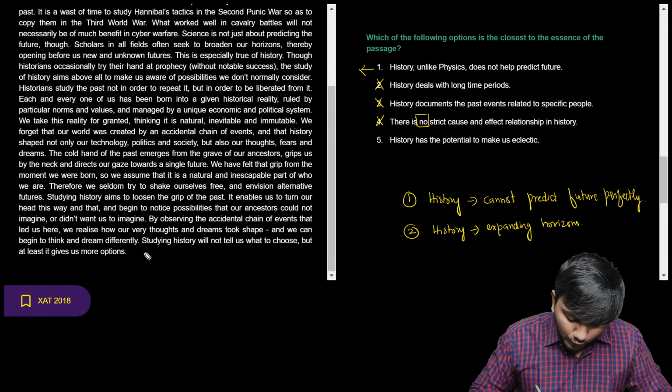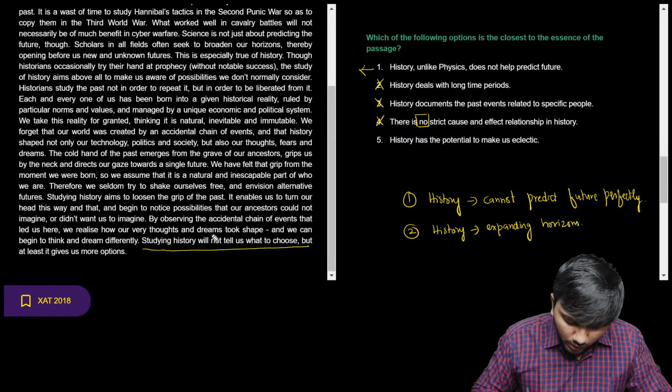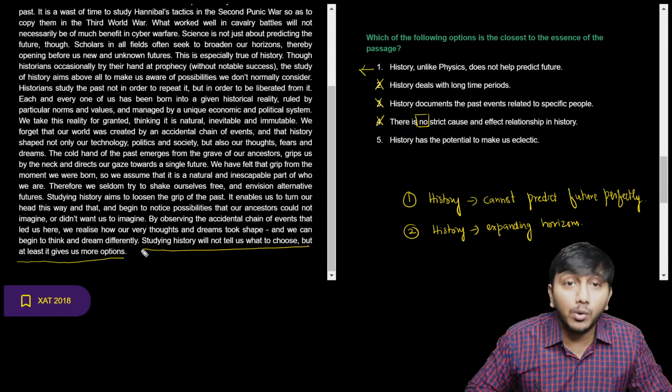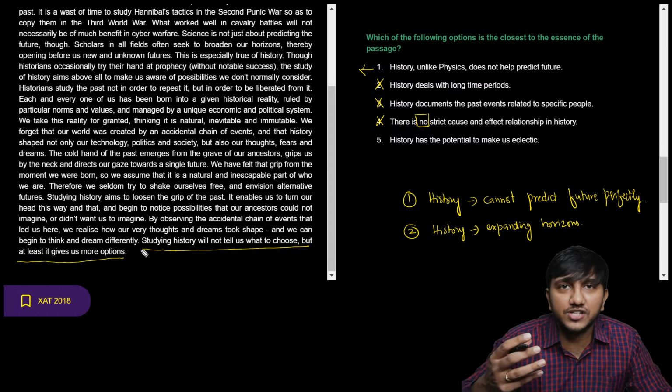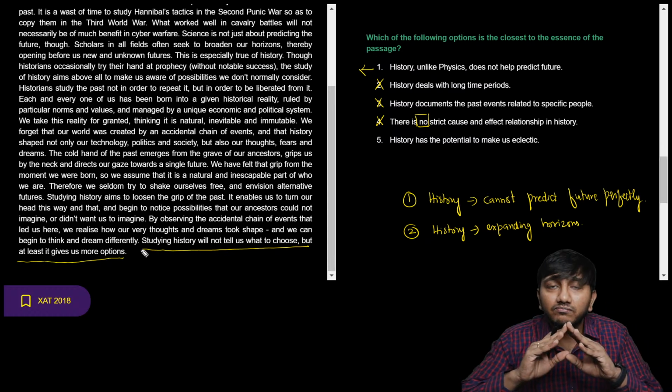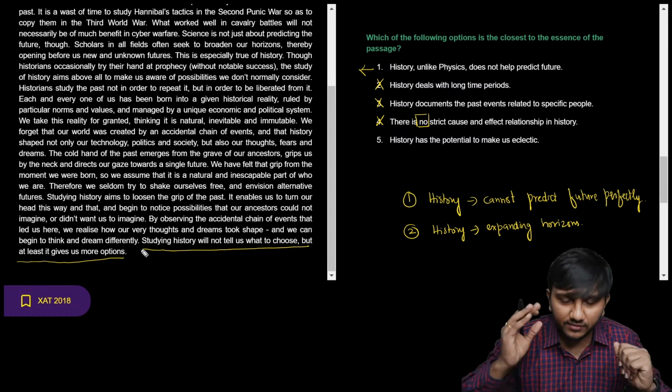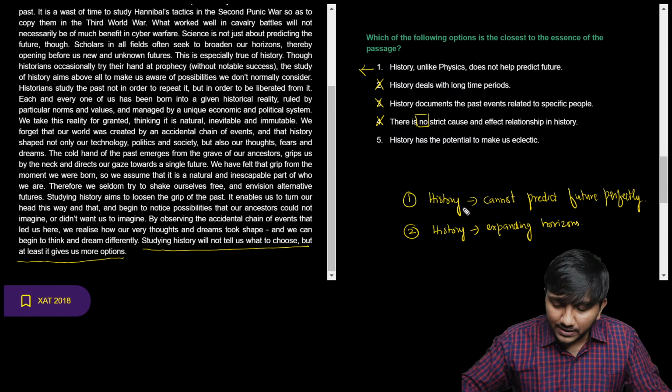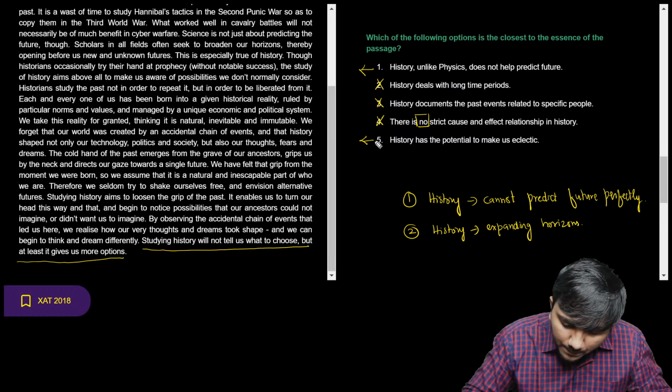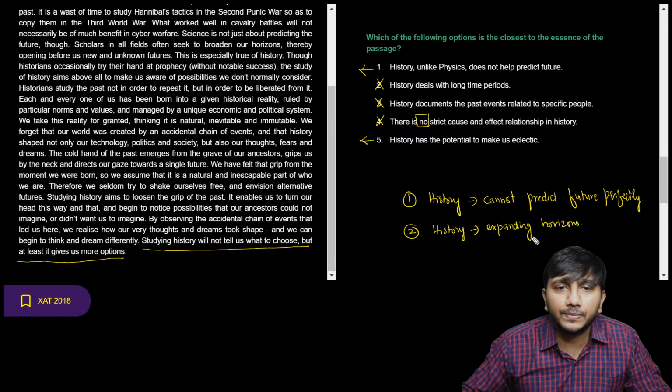And towards that, it also says studying history will not tell us what to choose, but at least it will give us more options. So you get more options when you study history. You get to know about various futures that are possible when you study history. So these are the two parts, right? So if I look at the fifth option, that is more about the second part of the passage, right?